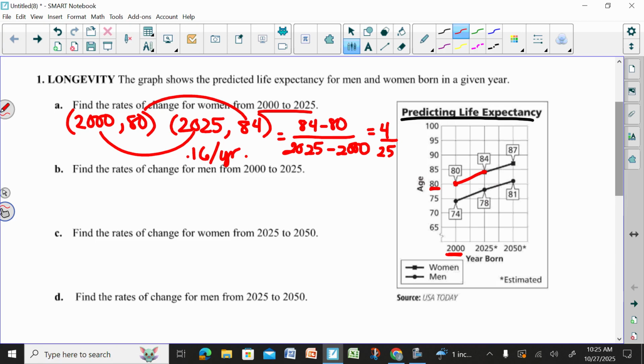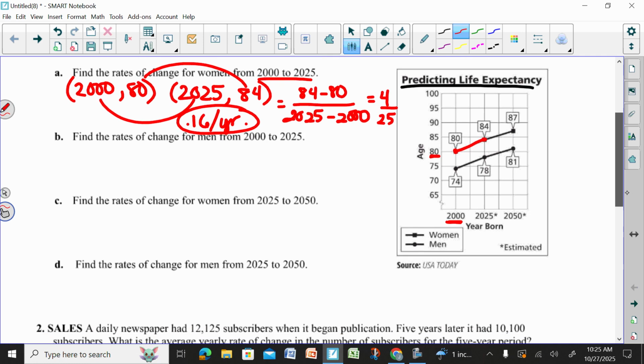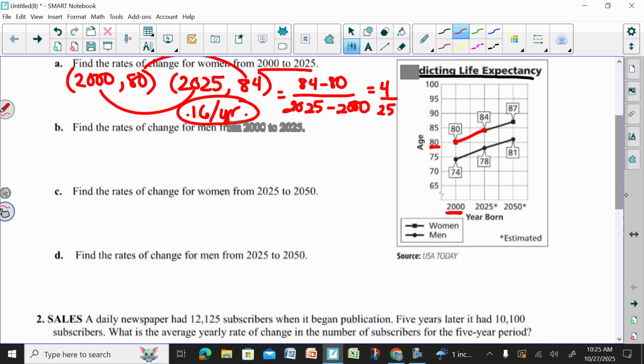So a couple months each year for those 25 years they gained collectively add up to 4 extra years of life. But this is what we're looking for, the decimal version of that. So everything else is the same. We do everything like we did before yesterday. The only difference is we actually divide it out when we deal with rate of change. Okay, and then we look at part C.